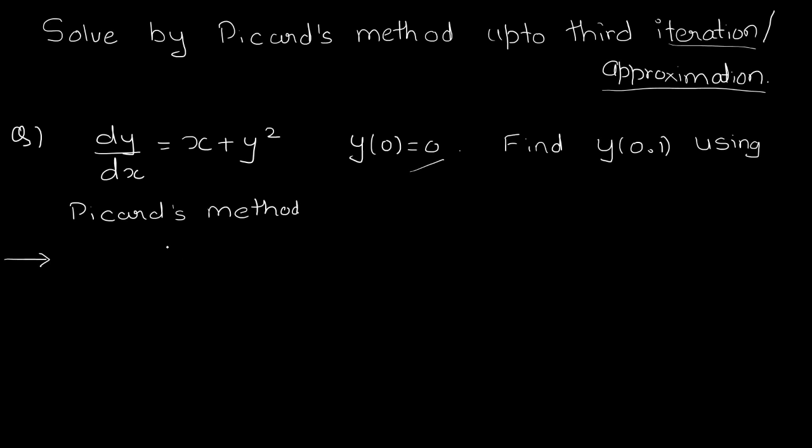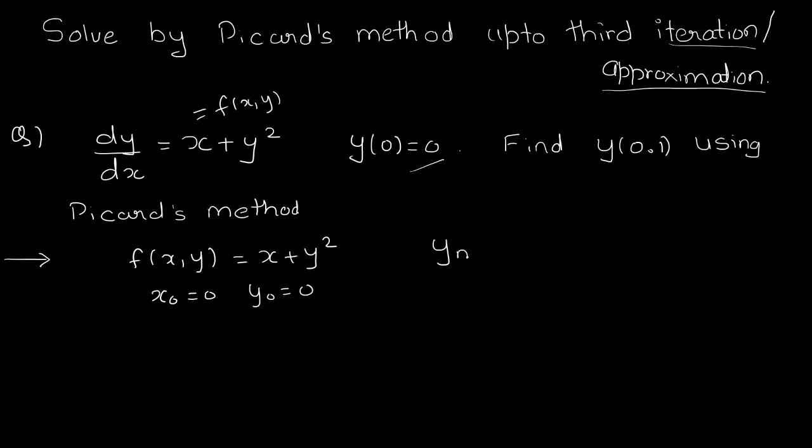Okay. If Picard's method is to be used, we have f of x comma y is x plus y square. My dy by dx is said to be my f of x comma y in general. Okay, now y of 0 is 0 is given, so x naught is 0, my y naught is also 0. Okay, and I have the Picard's method formula. Y of n plus 1 is equal to y naught plus the integral from x naught to x of f of x, yn dx. So now what I will do is I will just substitute these values here.